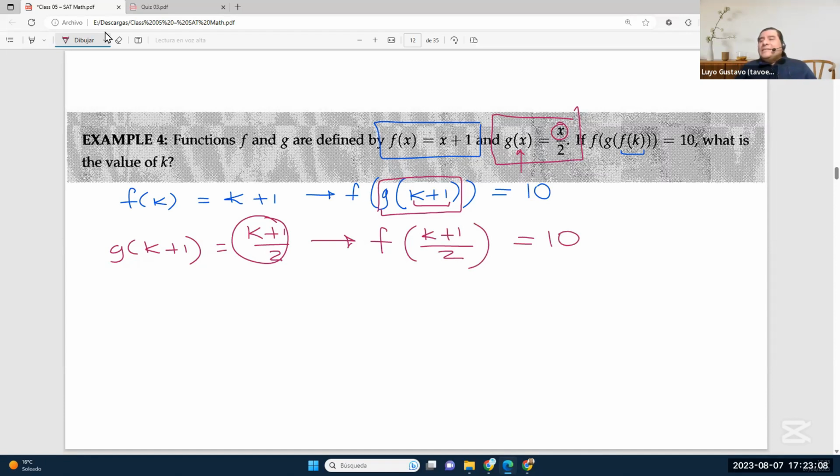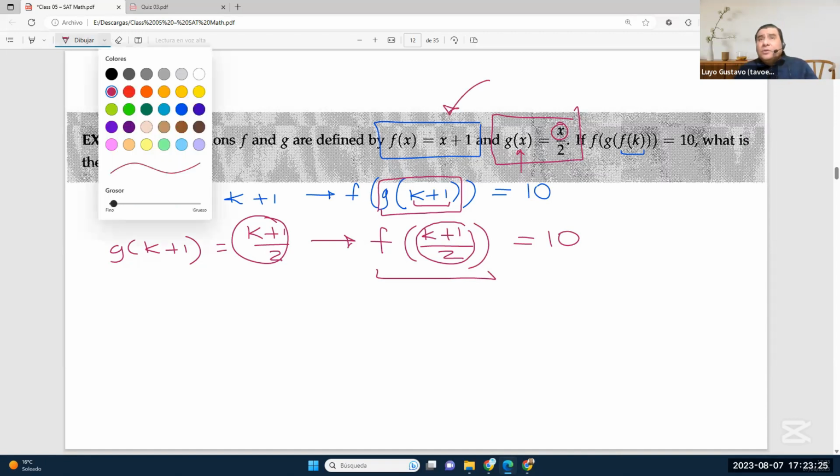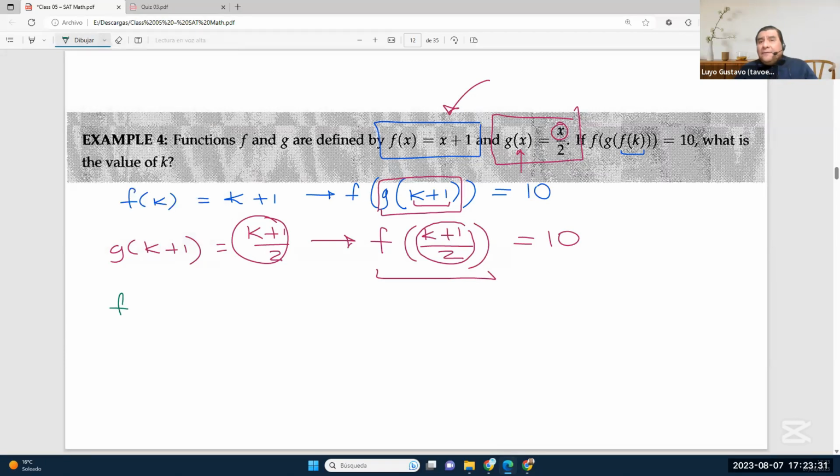Now, what is the last step? We know how to evaluate function f. If we know the input, and this is the input, what is the output? Simply take the input and add 1 to it. That is the definition of function f. So let's change colors one more time. What would be then f of k plus 1 over 2? According to the definition for function f, just take the input, k plus 1 over 2, and add 1 to it. And this will be the output of f when the input is k plus 1 over 2.